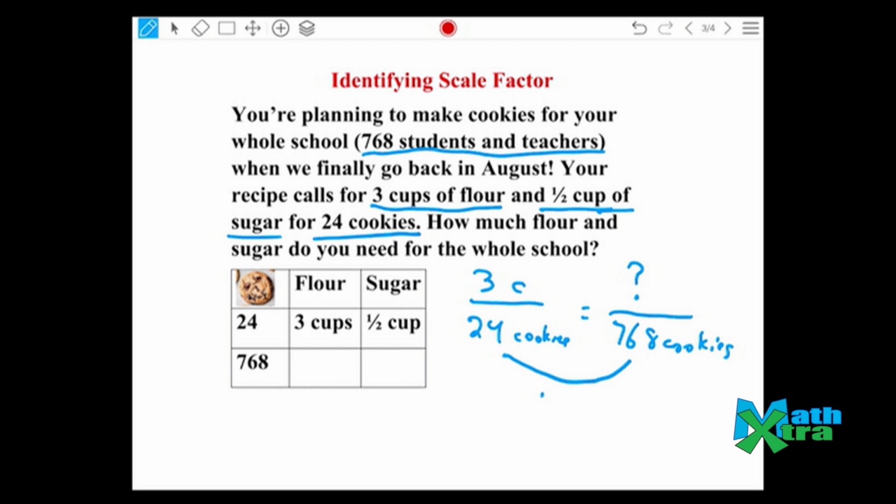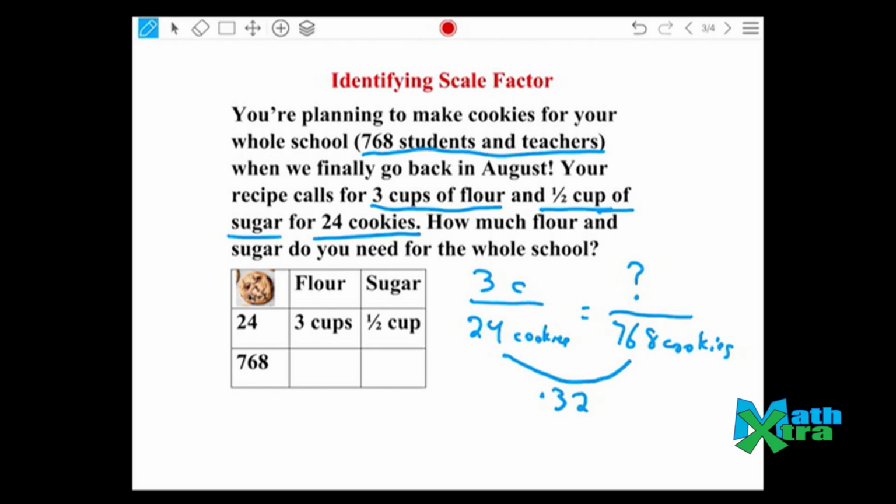24 times 32 equals 768. That's one you might want to use a calculator for. You don't have to use a calculator. 24 times 30 is 720. 24 times 3 is 72, so 24 times 30 is 720. Then 48 more, that's 2 more 24s, so it's 32. But calculators are okay too. That's why God invented them. Now back to the top here, 24 times 32 is 768, so 3 times 32 is 96 cups of flour.